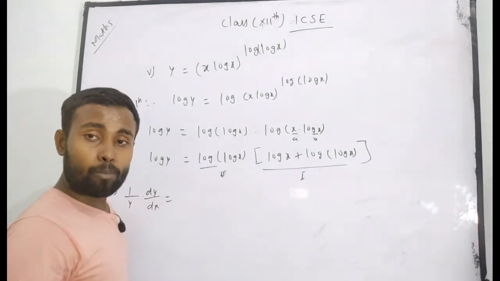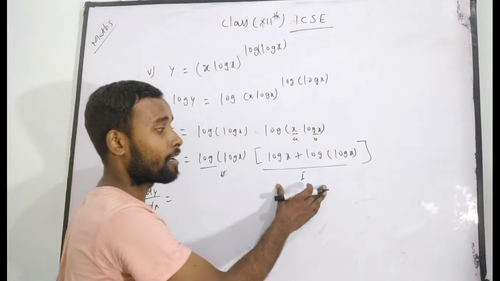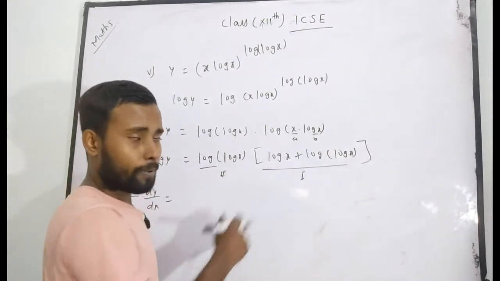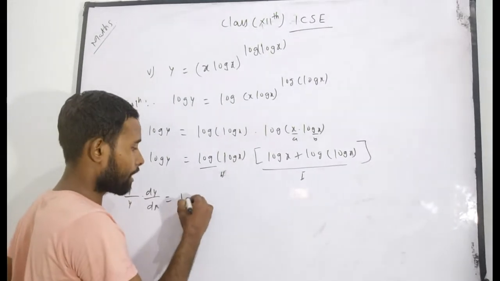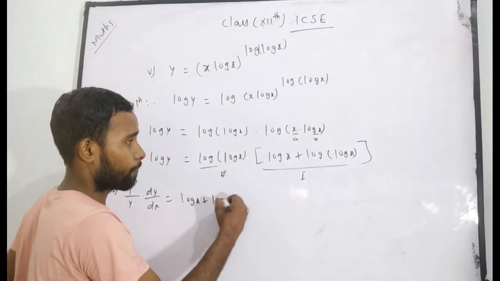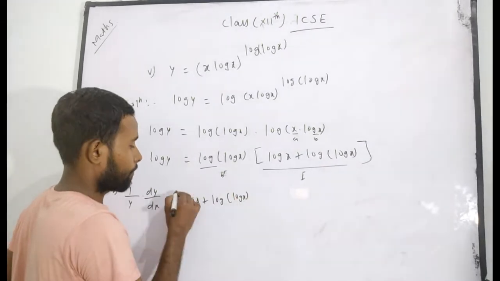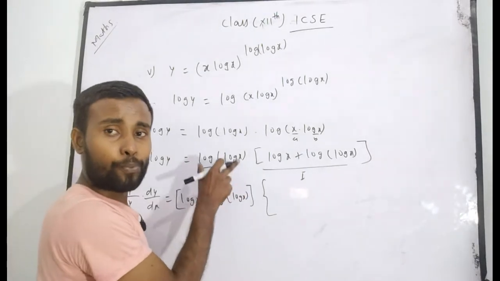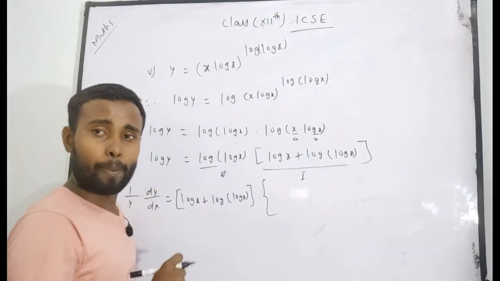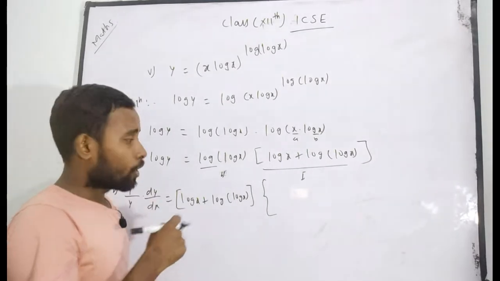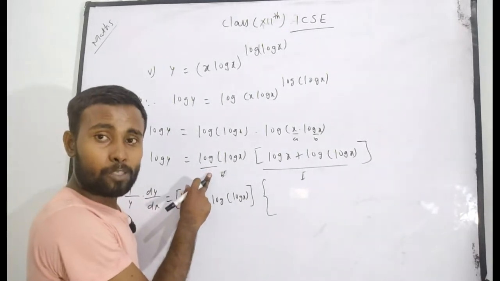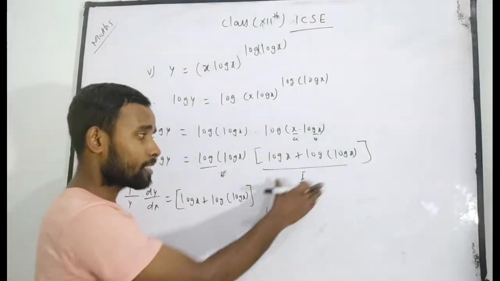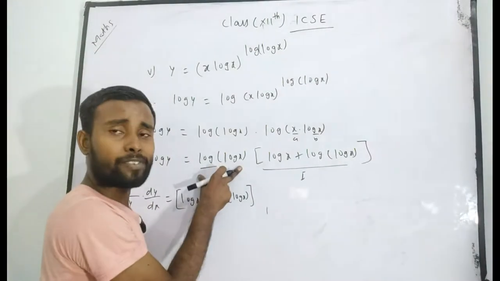If you differentiate on both sides with respect to x, first of all take out the derivative of the second function, keeping the first function. That means firstly take log x plus log x, and differentiate this function with respect to x. As you see here, I have taken this function common, and now you have to differentiate this function.